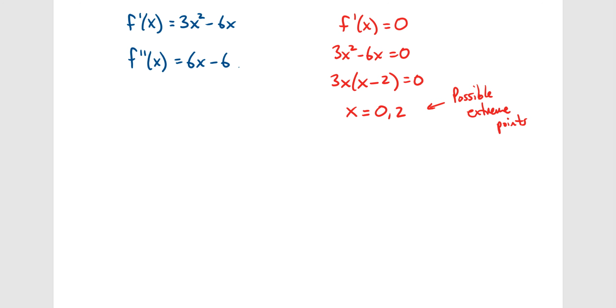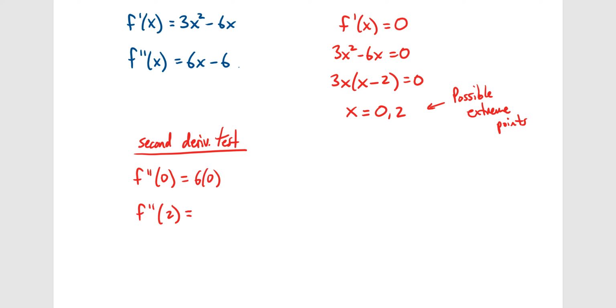Using the second derivative test, we're going to evaluate the second derivative at both of these points. So f double prime of 0 is 6 times 0 minus 6. We don't care what the actual value is. We just care if it's positive or negative. This is pretty obvious. It's equal to negative 6. So this is negative. So negative second derivative means it's concave down, which means that there is a relative max at that point. Concave down means relative max.